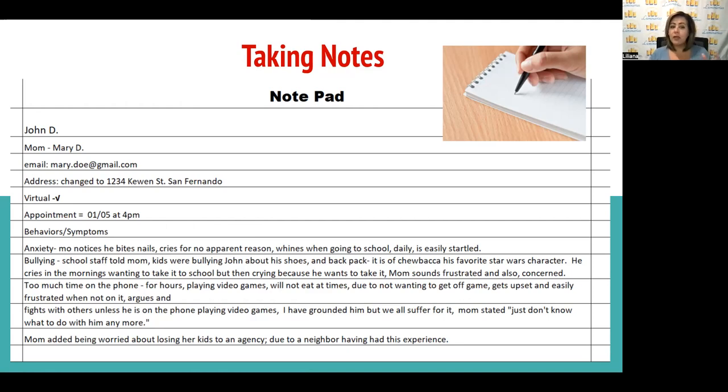And then I'll make notations of what the parent shared, that the symptoms or the areas of concern were. So if she noted the anxiety looks like he's biting his nails, he cries a lot for no reason, he whines when he's going to school, he's easily startled. This is where I start making some notes of that, because this information is going to be really helpful to insert into the assessment. The bullying part, and then I will make a note that mom added being worried about losing her kids to an agency due to a neighbor having had this experience. Just anything that stands out for me as we made this connection.